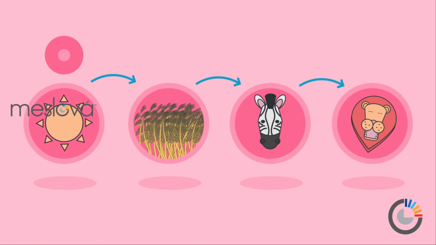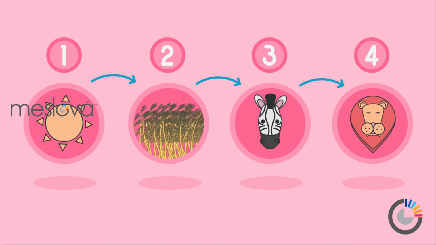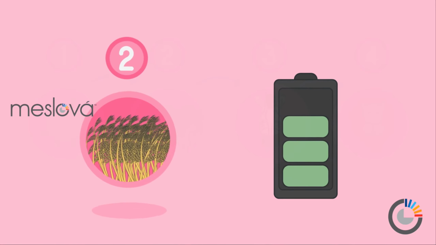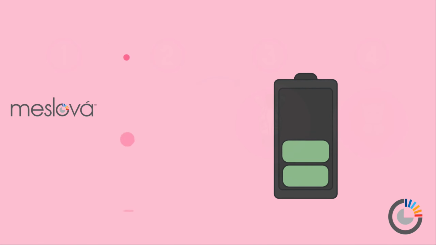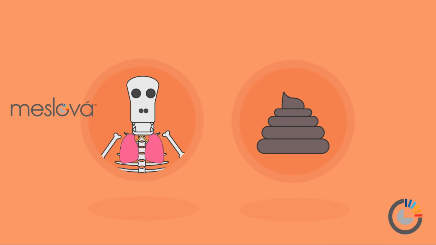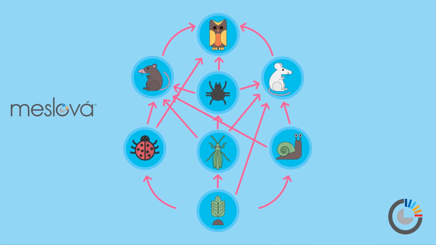In this manner, the energy and matter in an ecosystem are transferred from one organism to another in the form of food. Ultimately, the matter is recycled in an ecosystem.